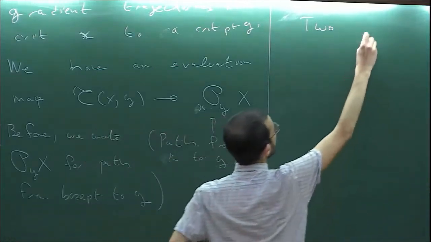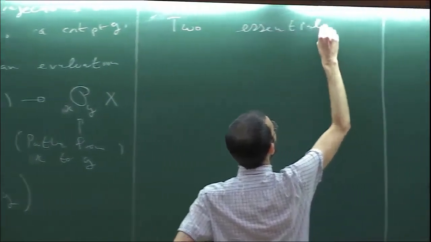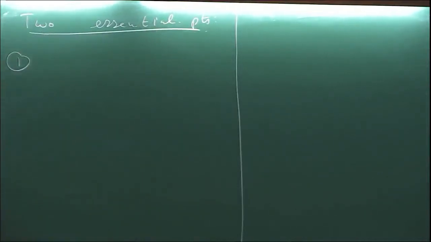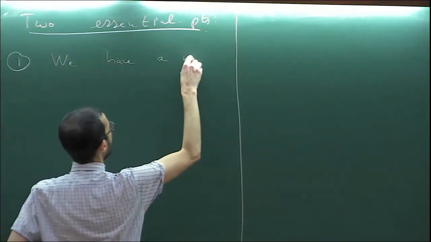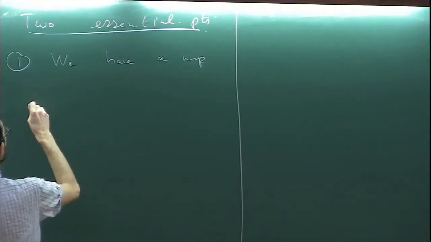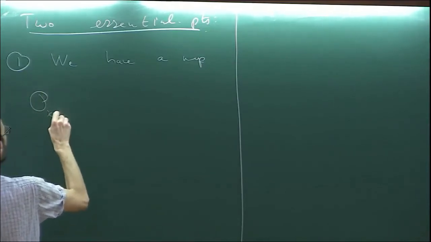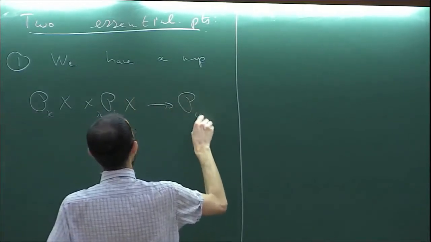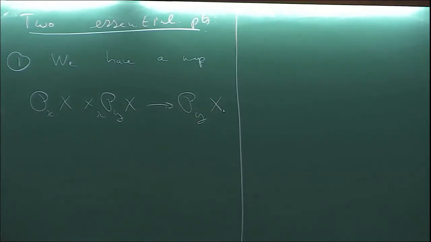So there's two essential points. First is that we have a concatenation map. Here we were concatenating at this end. This was the base point and this was x. But you can also concatenate at the other end. You could do this in general, but anyway, a map P_x × P_{xy} to P_y. Okay, this is just concatenating along x.